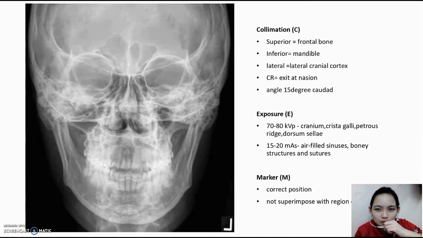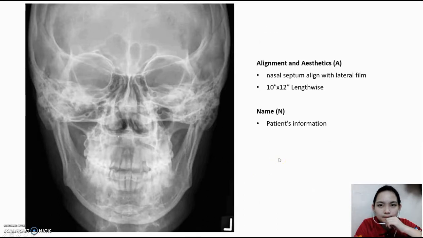The air-fluid sinus, bony structure, and the sinus can be seen. There is a marker indicating that this is the right side, but the marker is placed in the wrong position, and the marker is not superimposed with the region of interest.